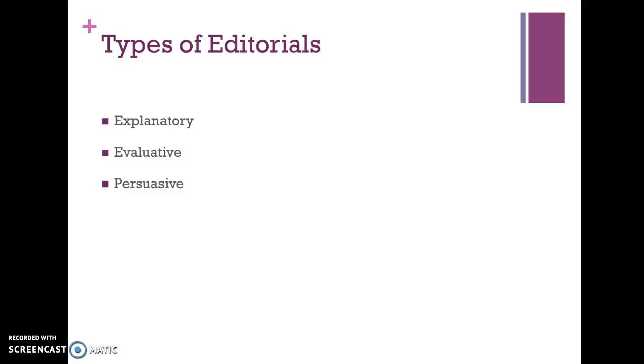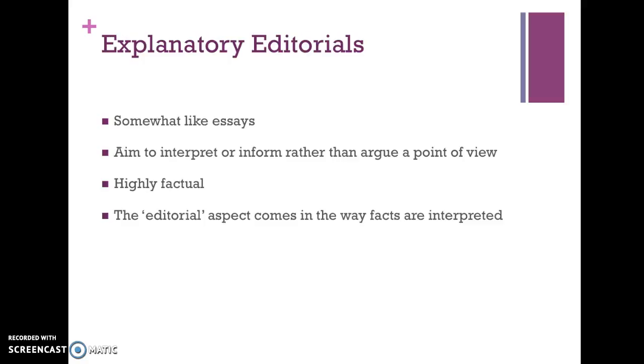So there are three main types of editorials: explanatory, evaluative, and persuasive. An explanatory editorial, as it says right there in the title, is an editorial that aims to explain. So it's somewhat like an essay, and it's aiming to interpret or to inform rather than to argue a particular point of view. It's showing the evidence, it's showing the data, and it's wanting to get people thinking about a particular issue, but it's mostly factual. It's designed to convey the facts and to convey information.